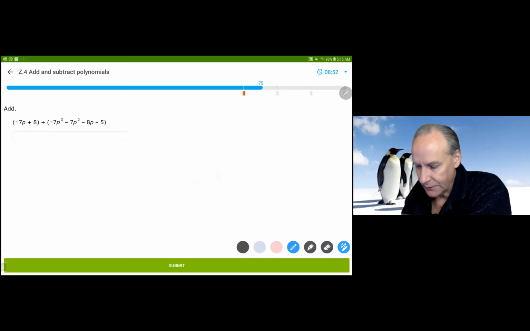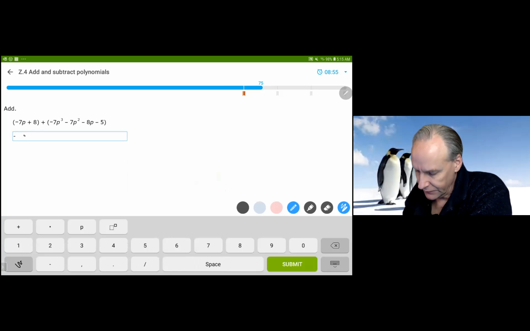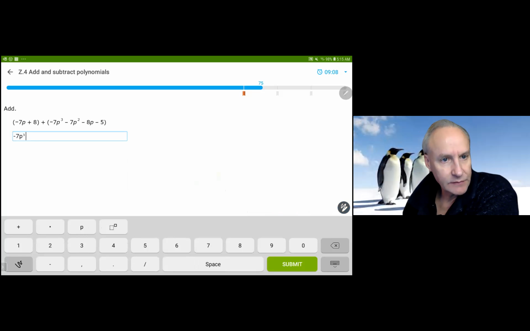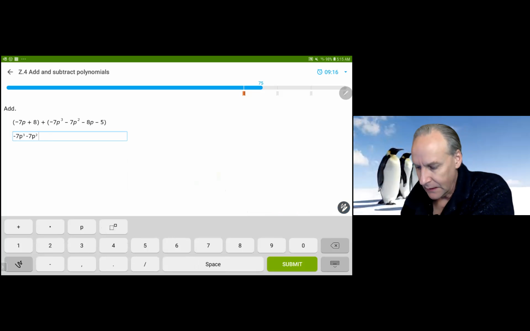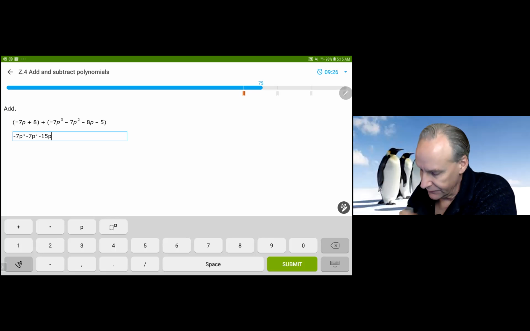All right, we're just adding like terms. We have a negative 7p cubed. I want to keep it so you can see it. I have a negative 7p cubed. I have a negative 7p squared. And now I have a minus 15p, don't I? All I did was add the negative 8 with the negative 7p. And I have an 8 minus 5, which is plus 3. And it looks like we're done.